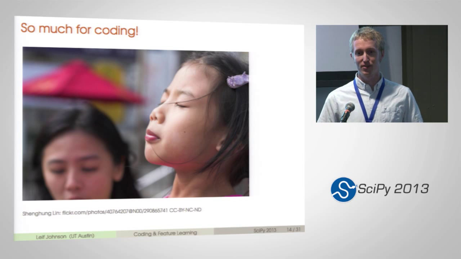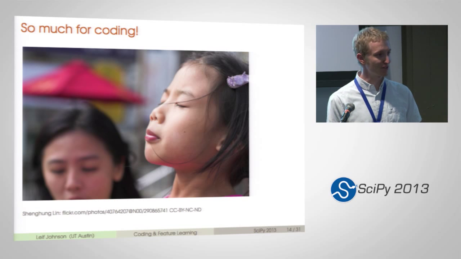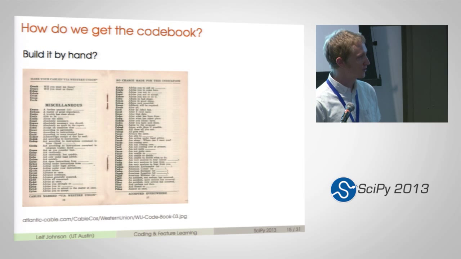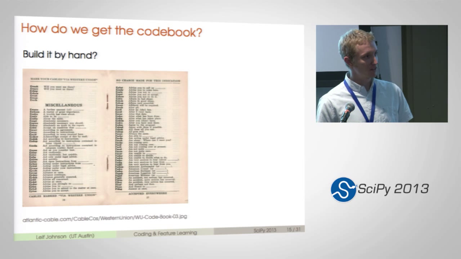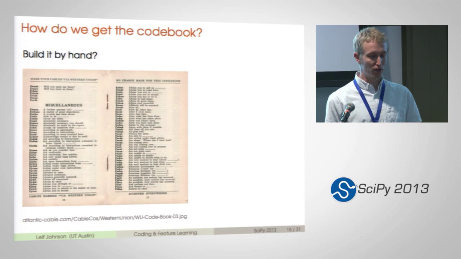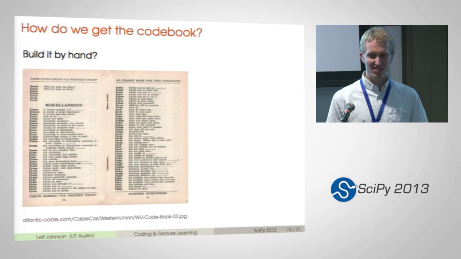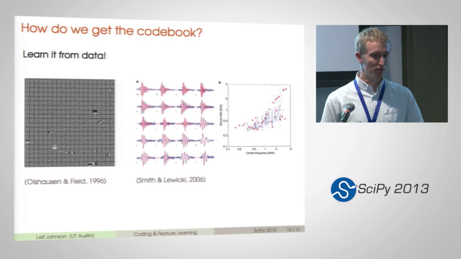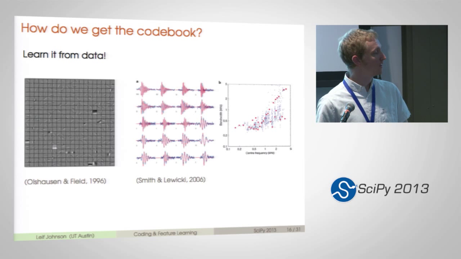Phew. OK, so everyone take another deep breath. So much for coding. You might have had another question, though. How do we get the codebook? So we could build it by hand, like all of these telegraph operators in 1901. But that sounds like a lot of work. And so why don't we just learn it from the data?